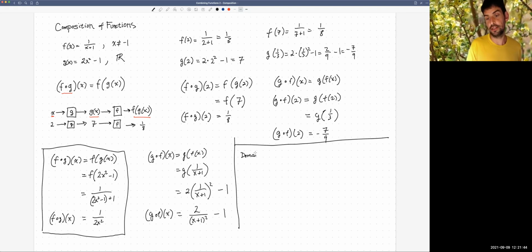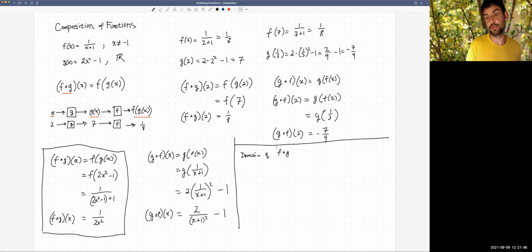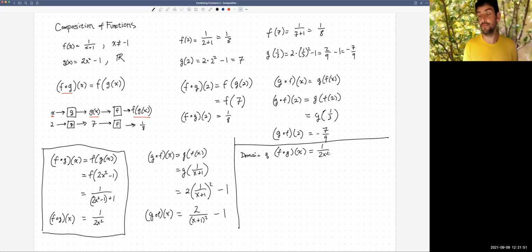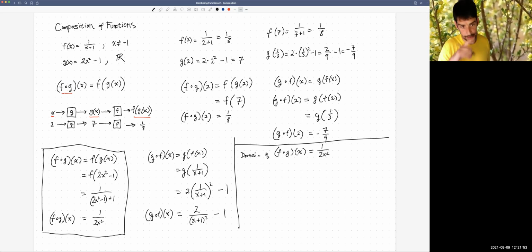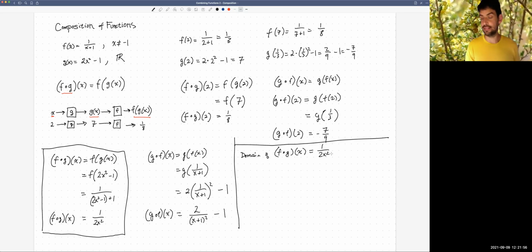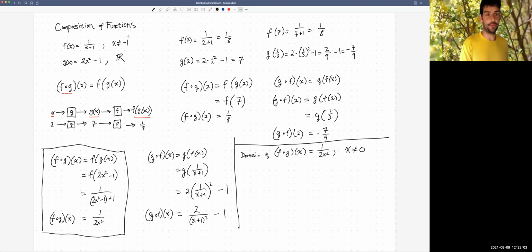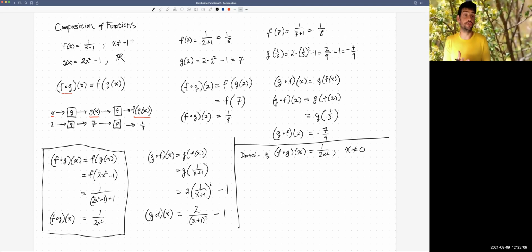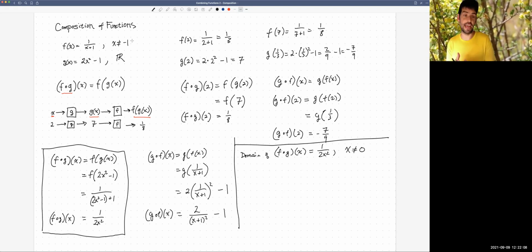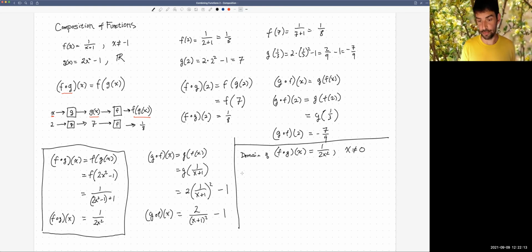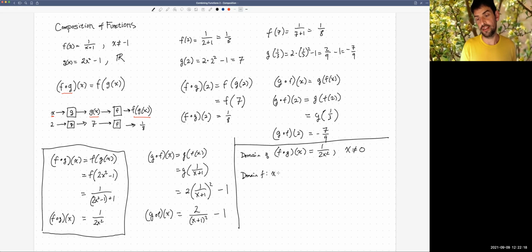So the domain of f composed with g of x, which we just wrote as 1 over 2x squared, well, it's pretty easy to see in this expression that we should have x not equal to 0, right? How does that relate to the domains of those 2 original functions, right? It doesn't really seem to have any connection there. But let's notice something. If we look at the domain of f, which was x not equal to -1.